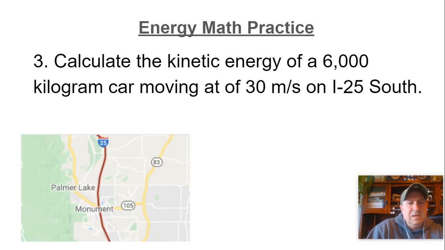Number 3, calculate the kinetic energy of a 6,000 kilogram car moving at 30 meters per second on I-25 South. So in this one, it tells you it's a kinetic energy problem. It's right there in the top line. You have kilograms, that's a mass, and you have velocity. So plug those into the formula, do the math, get an answer. Go ahead and do that now before you're ready to go on to the next one.